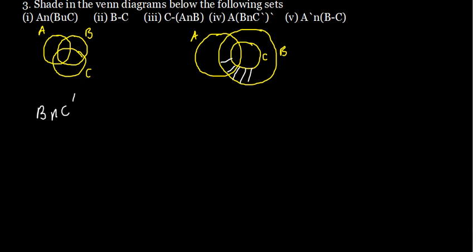So it's going to be this region. You can see that that part is in B but it's not in C. So that is going to be the B intersection C complement. Alright, we can go to part 3.